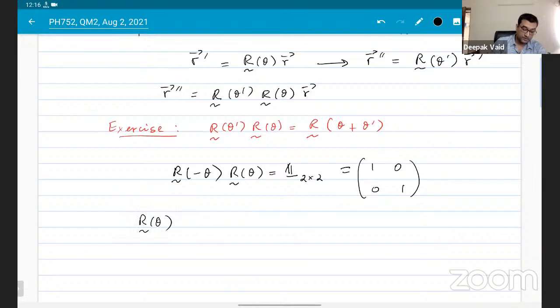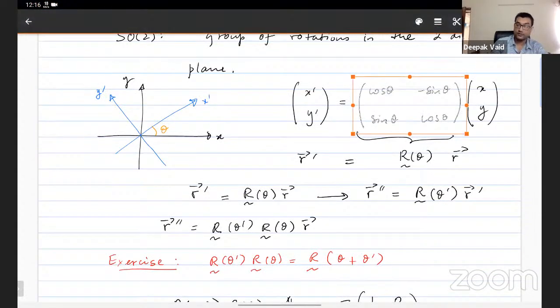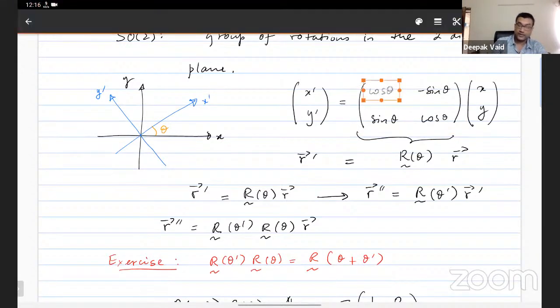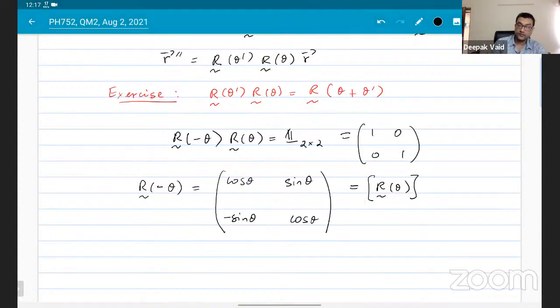So as an example, let me write down R of minus theta. If you take R of minus theta and you put theta equal to minus theta in this expression for R of theta, what do you get? Cosine remains the same. Sine will pick up a negative sign, right? So you will get cosine theta, sine theta, minus sine theta, cosine theta. But now if you compare it to the original matrix, you can see that this matrix is related to R of theta by a transposition operation, right? Transpose.